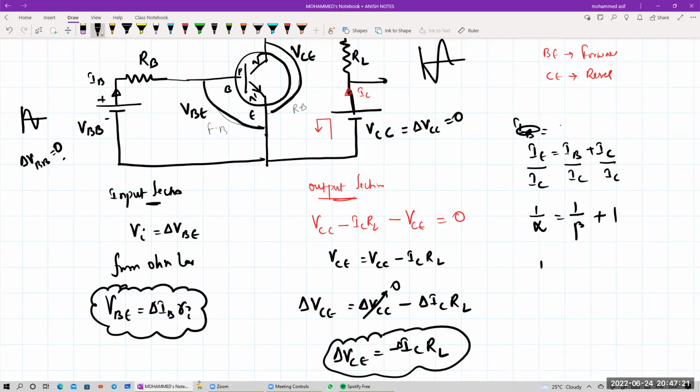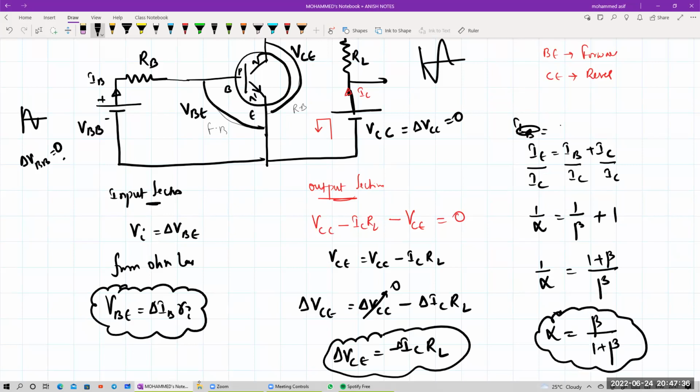So that means 1 by alpha will be equal to how much, beta? If I take the LCM for this, 1 by alpha will be equal to (1 plus beta) by beta. That means alpha value will be equal to beta divided by 1 plus beta. What are alpha and beta? Current gains for the common emitter and common base.